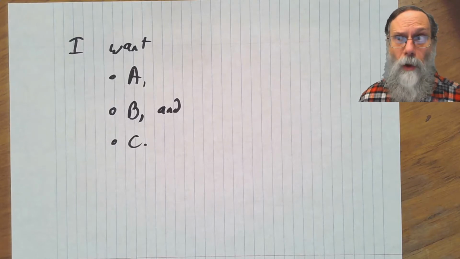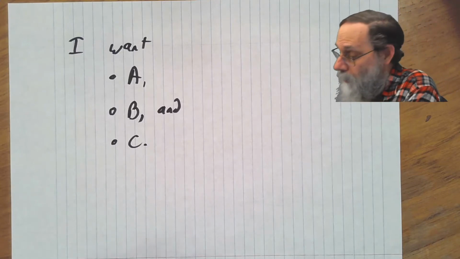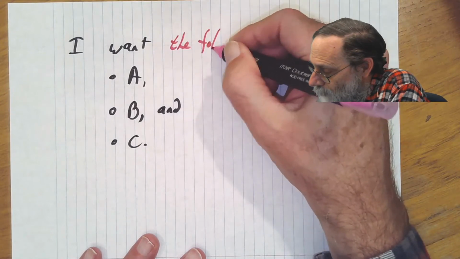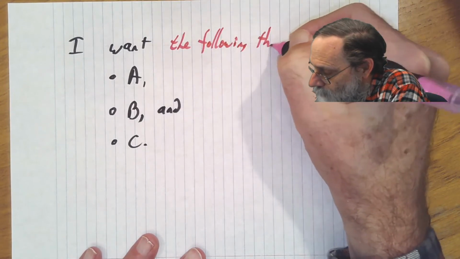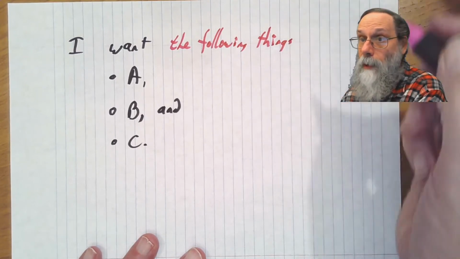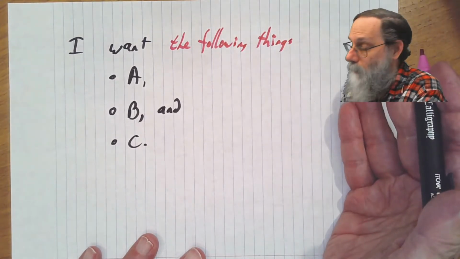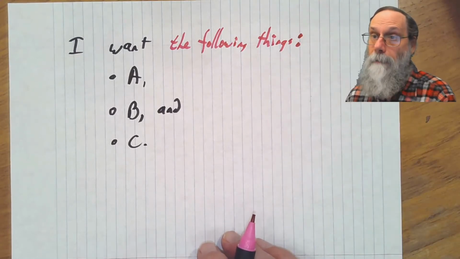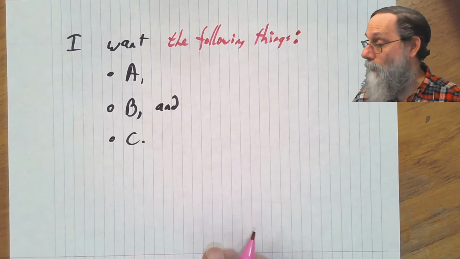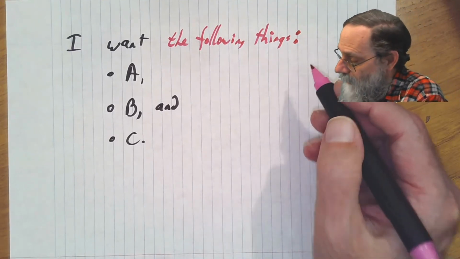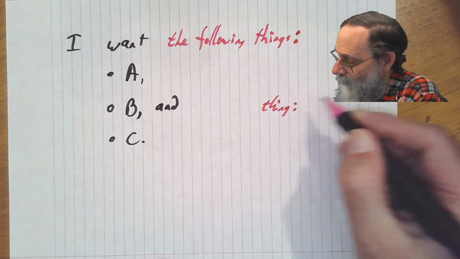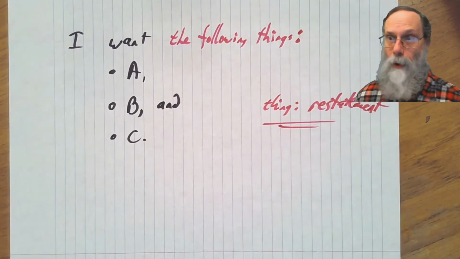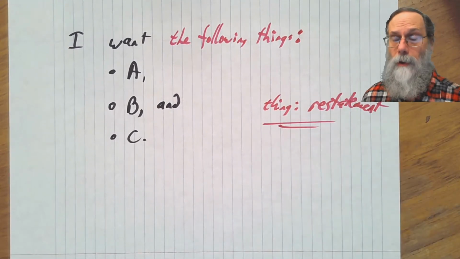So when would you get a colon here? Well, a correct usage is something like, "I want the following things." Now, that's already a complete sentence. I want the following things. But I'm going to restate the following things as A, B, and C. So there, a colon is correct because it's thing and restatement. That's what a colon is for. And that's about the only use of a colon in English.